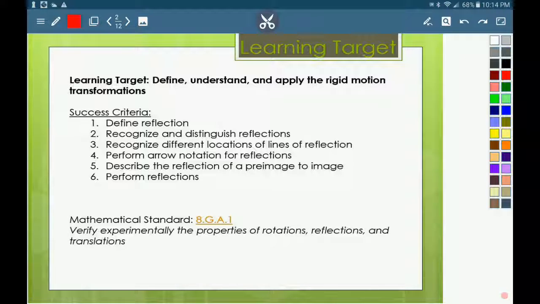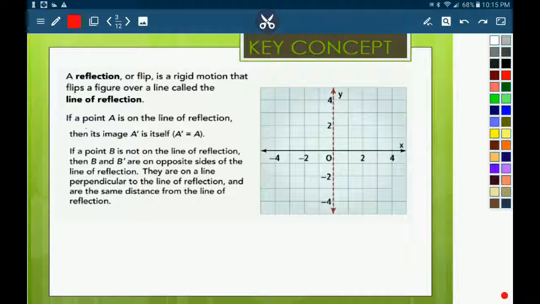We're going to define reflections, recognize them amongst other transformations, recognize reflections and their lines of reflection, and perform arrow notation for these reflections just like we did for the translations. And we're also going to be able to describe in words how to reflect one pre-image to its image, as well as actually do the reflections ourselves. So let's take a look at the main idea here.